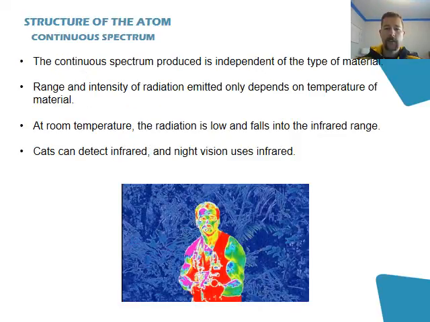Now, the continuous spectrum that is produced is independent of the material, and the range and intensity of the radiation only depends on the temperature of the material. So, for example, at room temperature, the radiation produced by the material is low and actually falls into the infrared frequency range. So cats can actually detect this range, and night vision equipment uses infrared to see better at night.